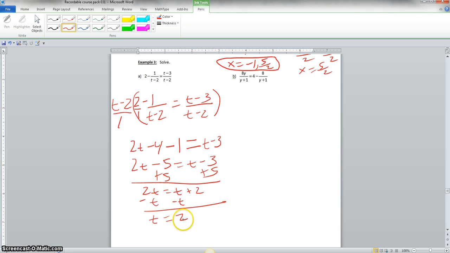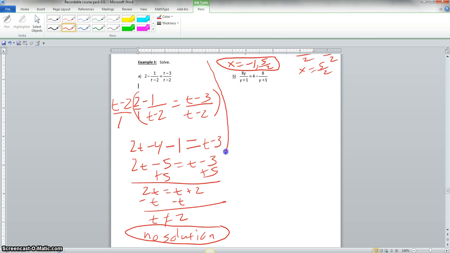Now, here's the problem. We had t is equal to 2, so we need to go back up here and make sure that this 2 does not make this denominator equal 0. If we put in 2 for t here, 2 minus 2 is 0. That makes the denominator 0 and undefined. So our final answer here is t is not equal to 2, and this answer is no solution. There's no solution to this answer.